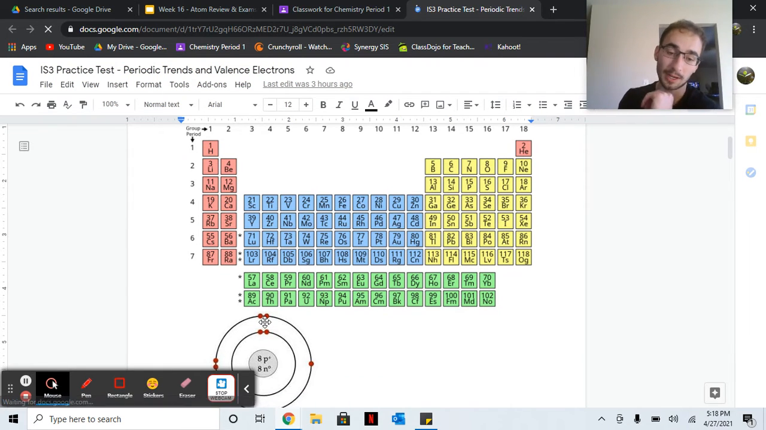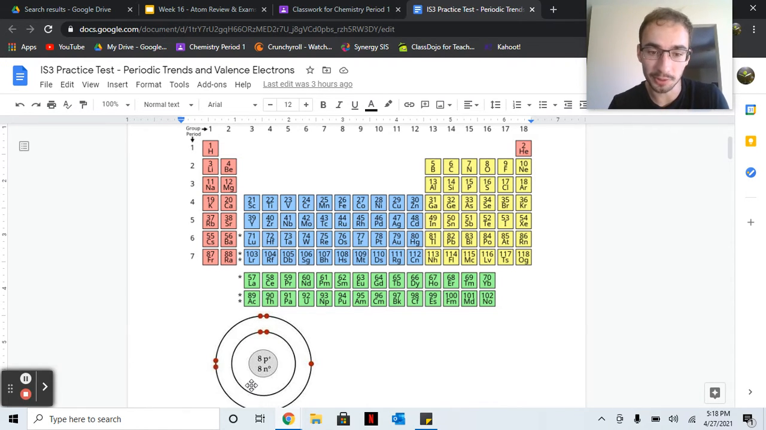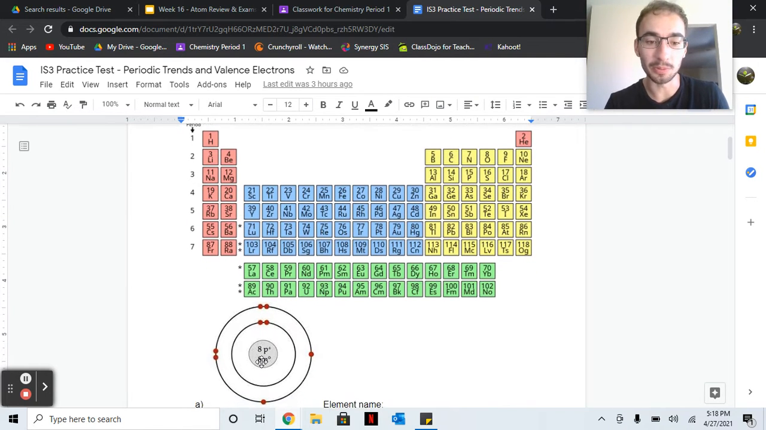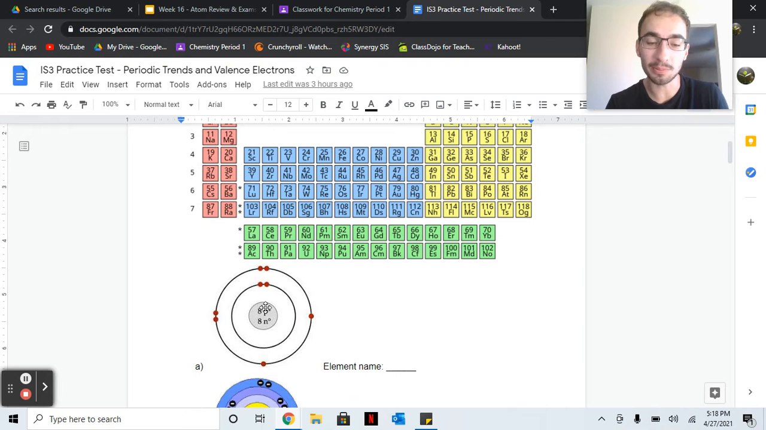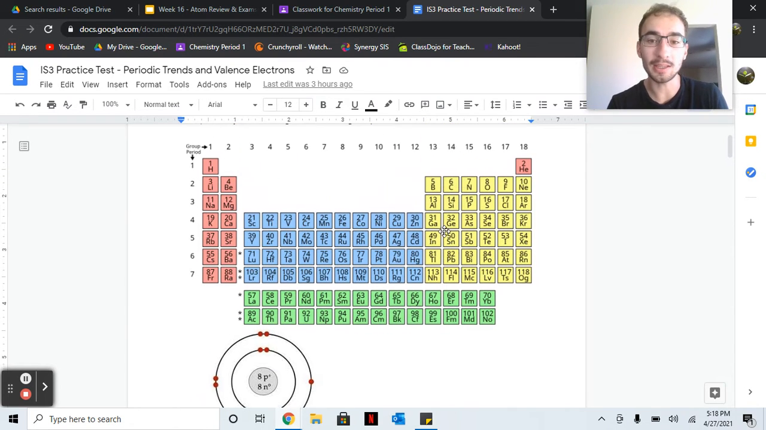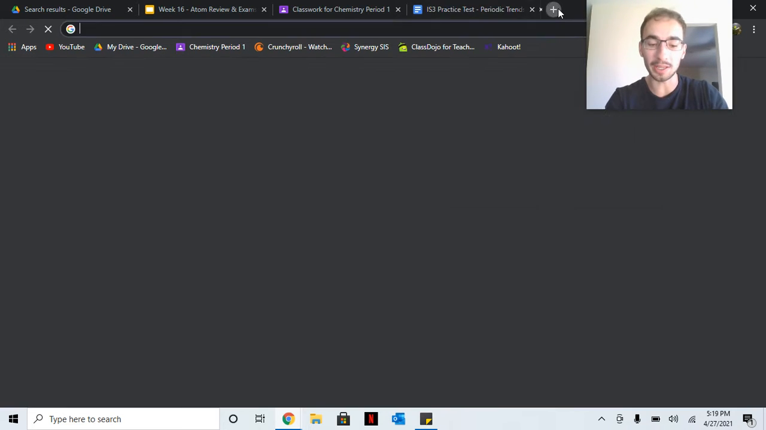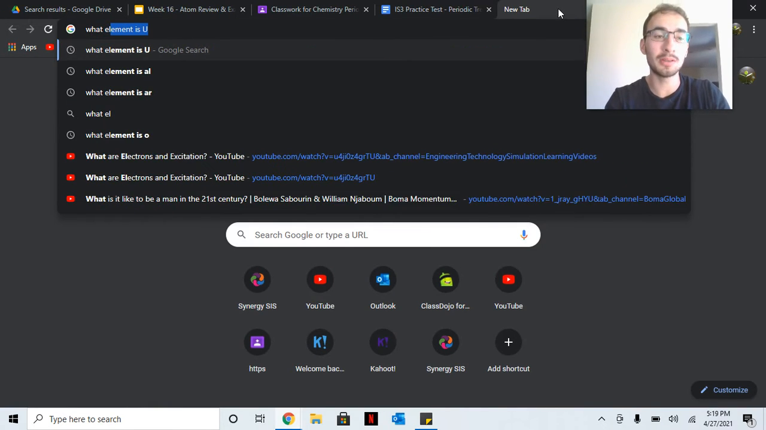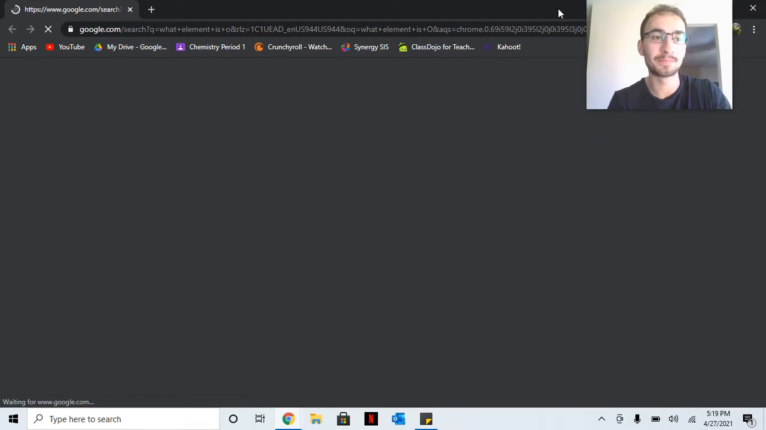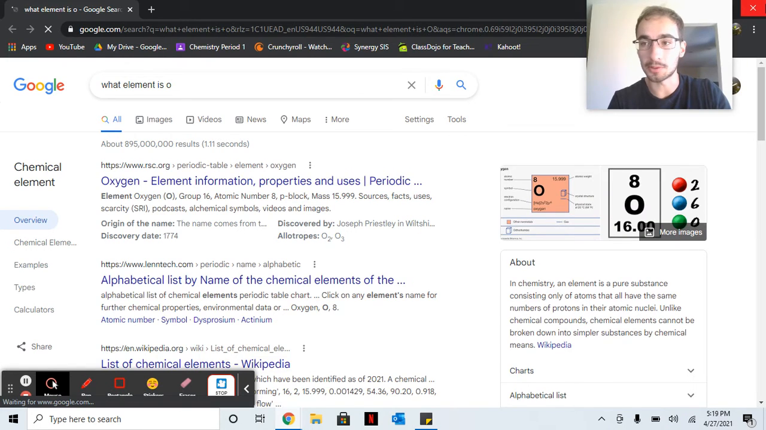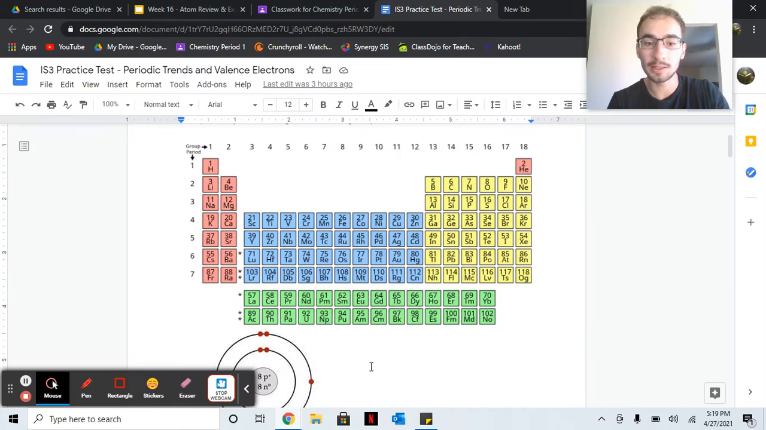So the first one, I see oxygen right here. But remember, the electrons and the neutrons are variable. So it's the protons that make an element. This element has 8 protons. So if I look for 8 in the periodic table, 8 is O. You probably know that O stands for oxygen, but if you want to, you can look it up. So that element is oxygen.